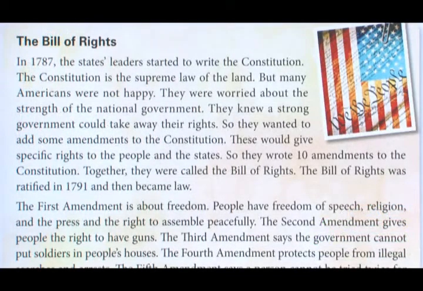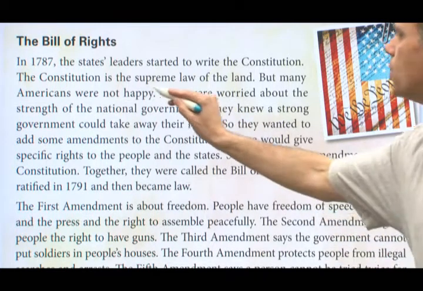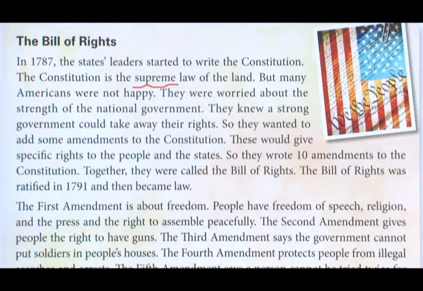Now, our story on page 13, the title is The Bill of Rights. So let's you and I read together slowly, okay? In 1787, the state's leaders started to write the Constitution. The Constitution is the supreme law of the land. But many Americans were not happy. They were worried about the strength of the national government. They knew a strong government could take away their rights.